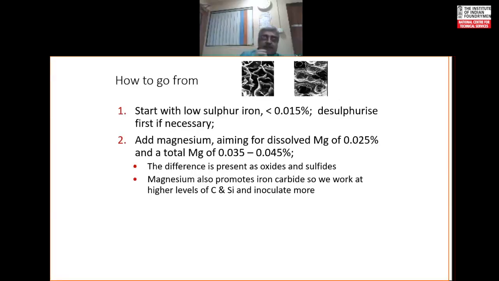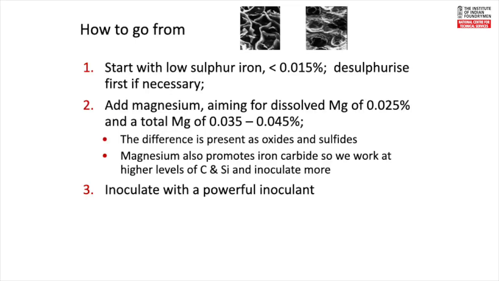Magnesium also promotes iron carbides, it's a strong carbide stabilizer. So generally the base irons for ductile iron production would have higher levels of carbon and silicon, and you will need stronger inoculation. So inoculate with a powerful inoculant. That is a typical metal treatment process.